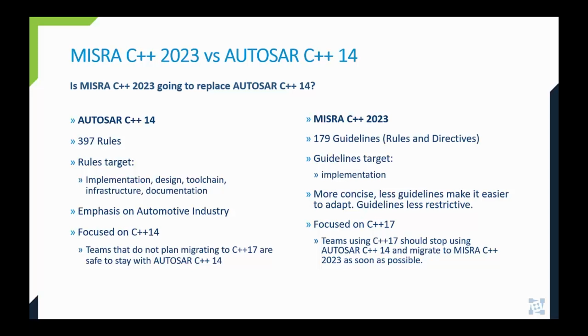So the bottom line is that if a team is using C++ 14, there is no need to change to MISRA C++ 2023. Now, if the organization is using C++ 17, then yes, I recommend migrating to C++ 2023. And don't forget that if you happen to be an automotive customer and want to bridge AutoSAR C++ 14 guidelines with MISRA C++ 2023, you can by creating a test configuration in Parasoft C/C++test that contains both of the standards.